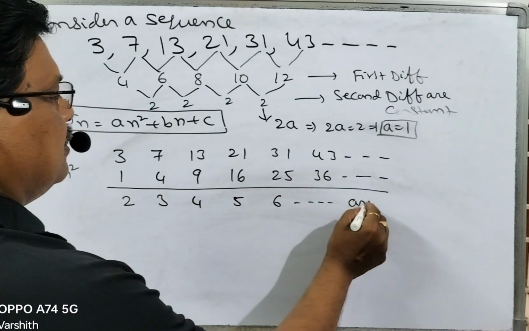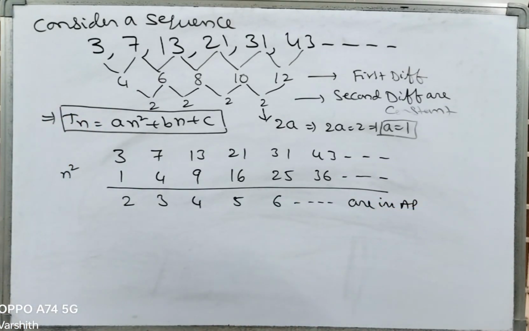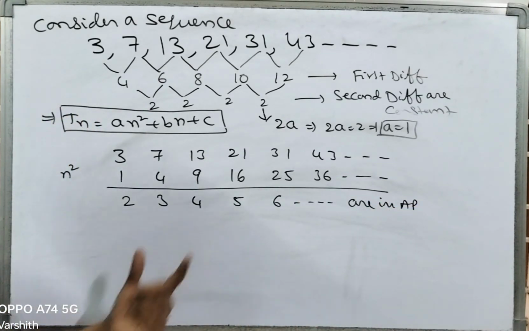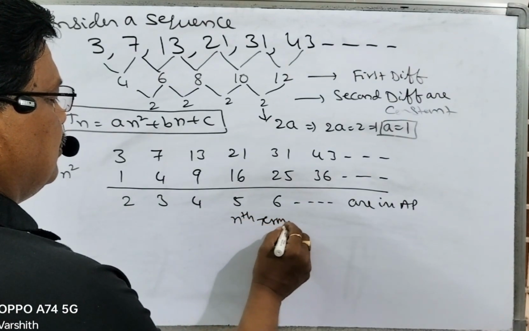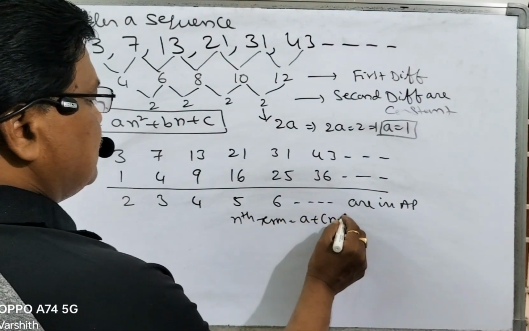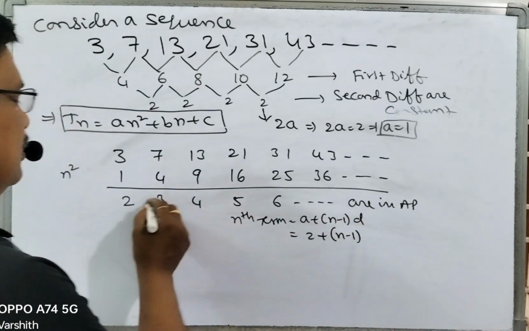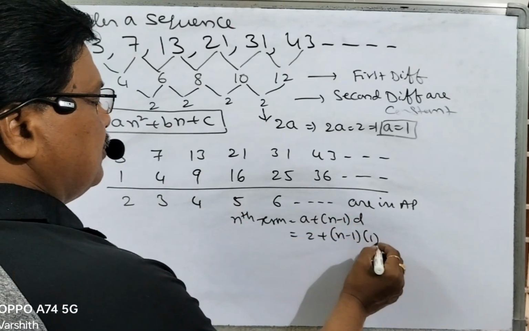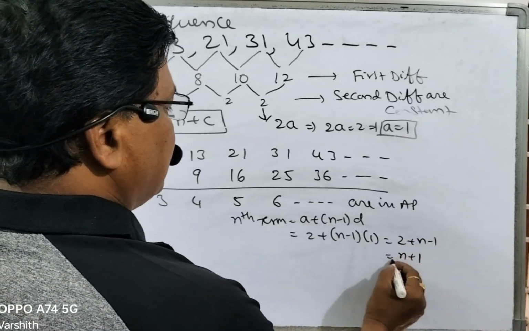So again they are in AP. Directly you can say 2, 3, 4, 5, 6 are in AP. So find the nth term of this one. What is the nth term for this? The nth term is equal to a plus n minus 1 into d, which is nothing but 2 plus n minus 1 into the common difference, which is 1. That means 2 plus n minus 1, we are going to get n plus 1 directly.